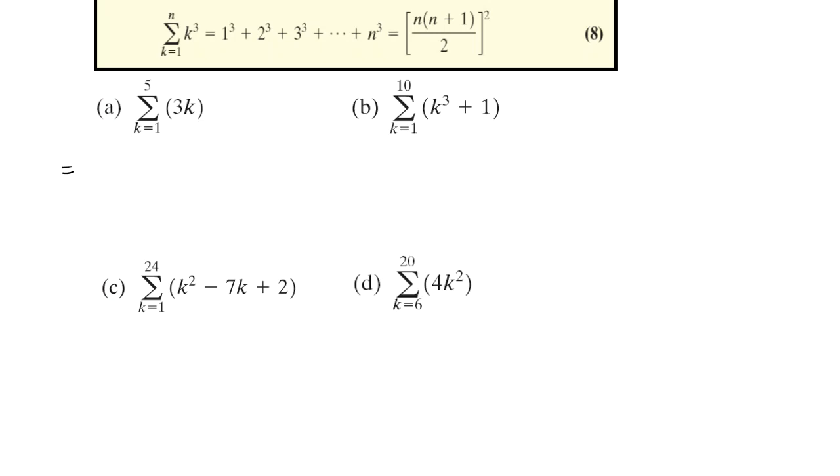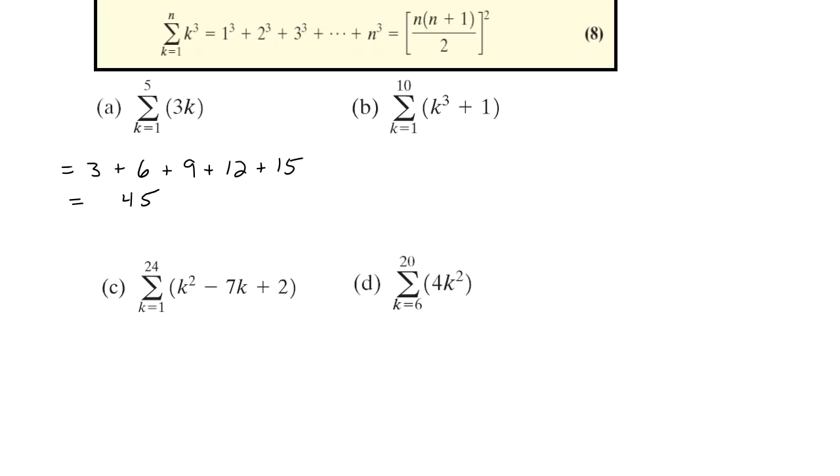So we're going to put in 1, and we'll get 3. And we'll put in 2. 3 times 2 is 6. 3 times 3 is 9. 3 times 4 is 12. And 3 times 5 is 15. And so we're just going to add all these up. All right, so that's 18 plus 12 is 30, 45.